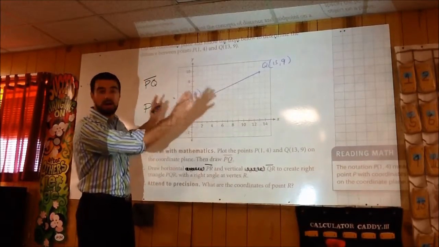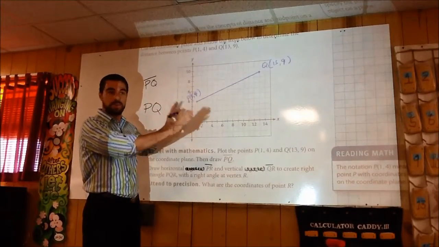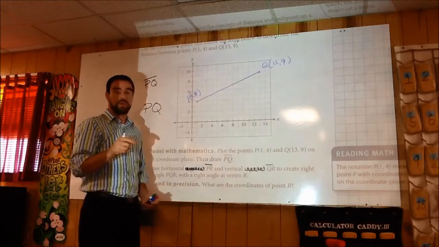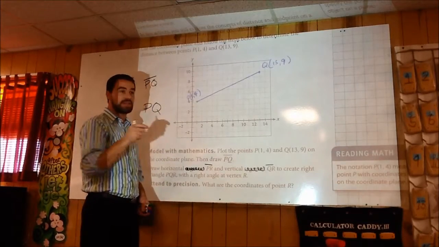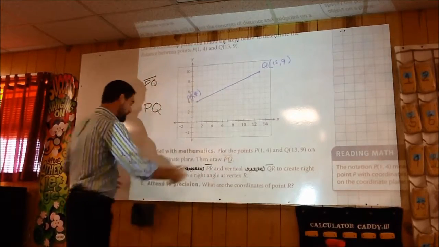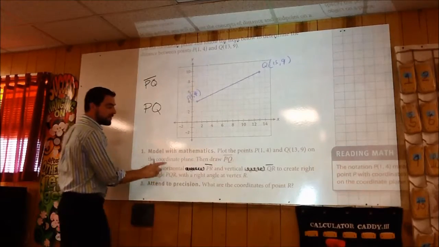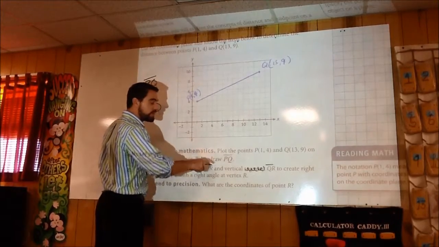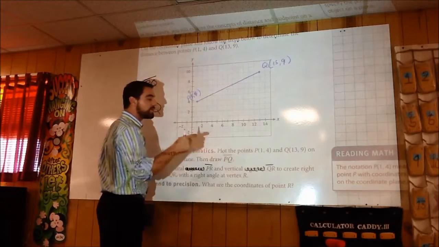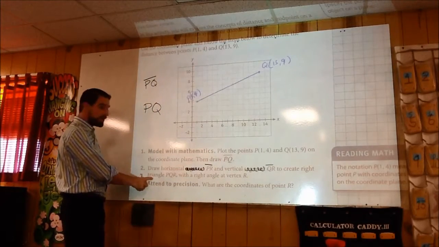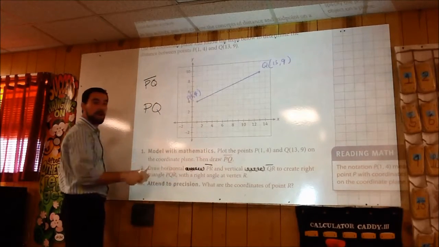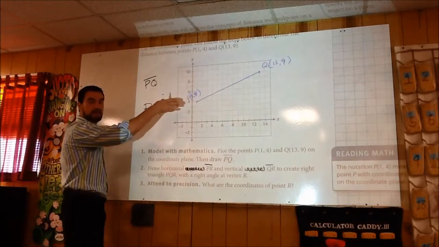Is R on our diagram yet? No. So we need to find the location of R that satisfies this criteria. So we're going to have a horizontal segment PR, we're going to have a vertical segment QR to create a right triangle with vertices PQR. So we're going to create a right triangle here.